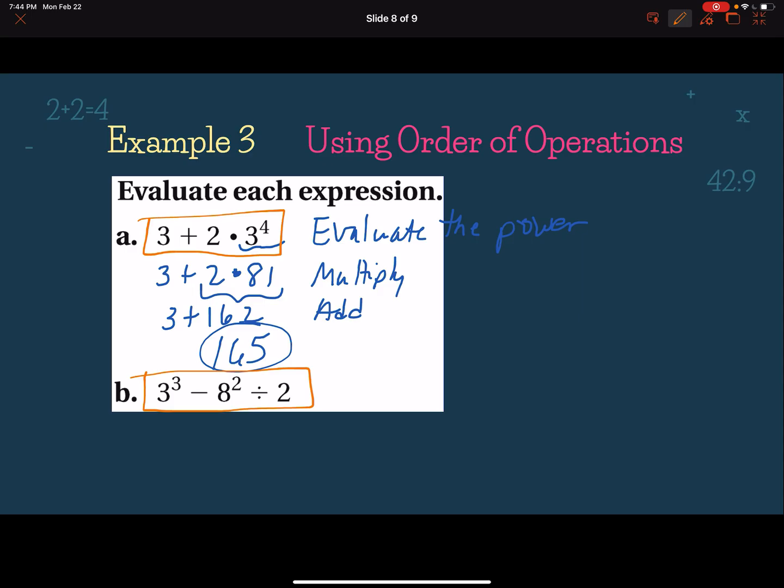Same thing with part B. You would evaluate the powers first. So 3 to the third power would be 27. 8 squared would be 64. And then your division by 2. Multiplication or division would come next. So we would have 27 minus 64 split in half would be 32, and that would be negative 5.